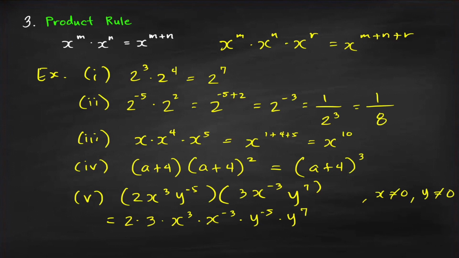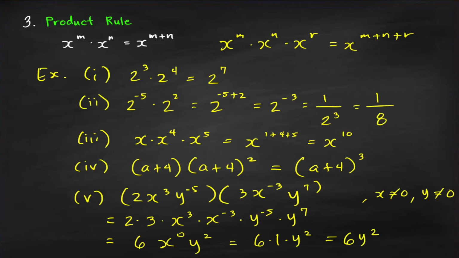So when you're performing products, you can change the order. Order is not important, and also grouping is not important because multiplication is commutative and associative. So here 2 times 3 is equal to 6. We apply the product rule here, same base x, 3 plus negative 3 is 0. And then we have here y raised to negative 5 plus 7, so that is positive 2. But when the base is not equal to 0, x raised to 0 is equal to 1. So this is 6 times 1 times y squared, which is equal to 6y squared.